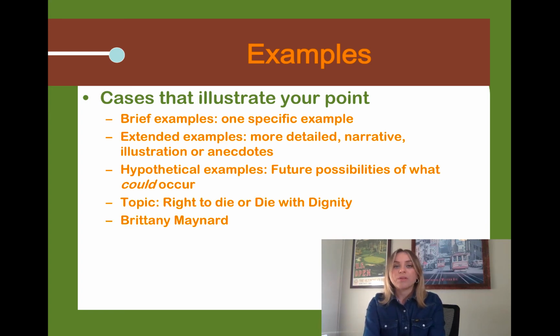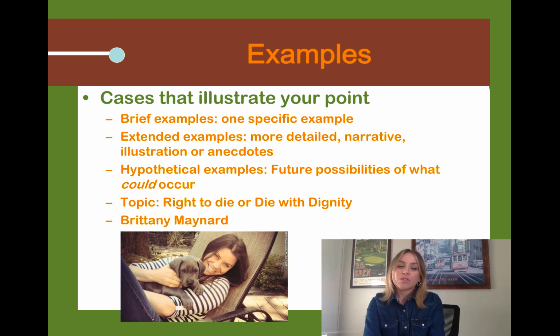Maybe you're giving a persuasive speech about the right to die, or in some states they call it the Die with Dignity Act. And so this is a law that says that people should be allowed to choose the date of their death. And you could tell a story. For example, there was a young woman in California, her name was Brittany Maynard, and she was diagnosed with stage 4 brain cancer. She decided to actually move to Oregon because in that state they had the right to die, and she chose the date of her death. She found this to be more peaceful and less painful than dying from cancer.